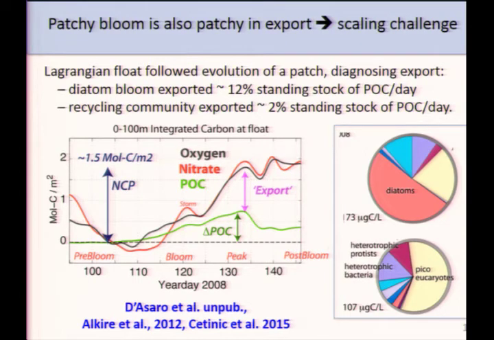The take-home points are that when we're using Lagrangian floats and measuring net community production and the difference between the accumulation of carbon and the projected accumulation from NCP, in a diatom-dominated community, export flux was high. In a recycling-based community, export flux was low.